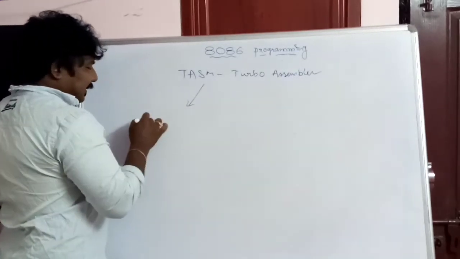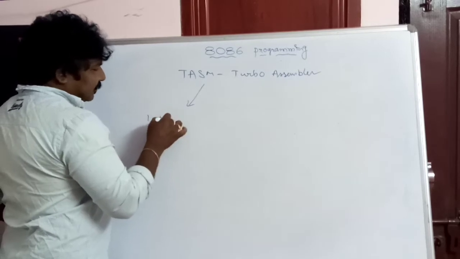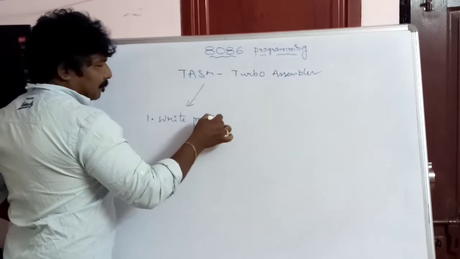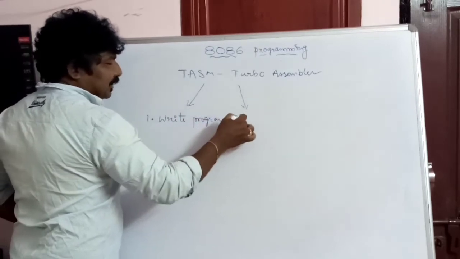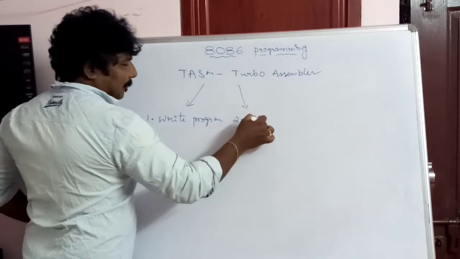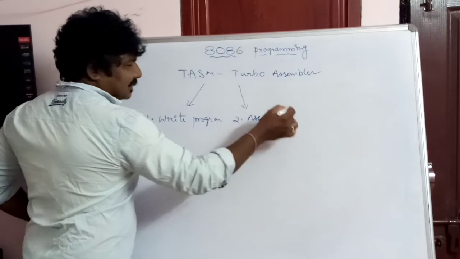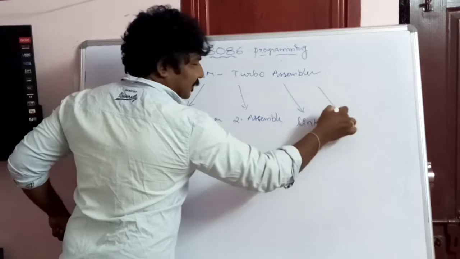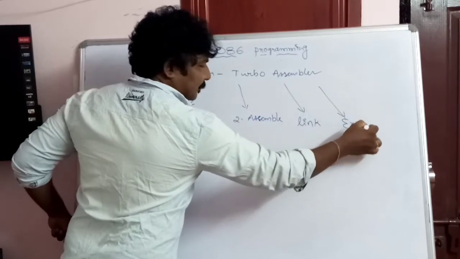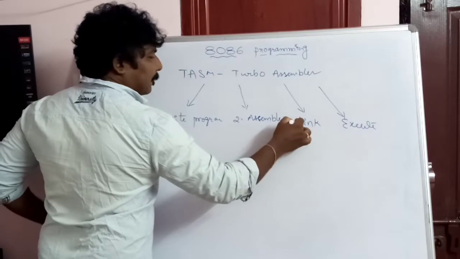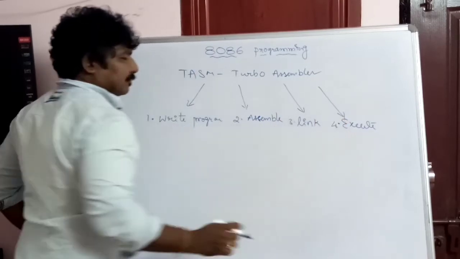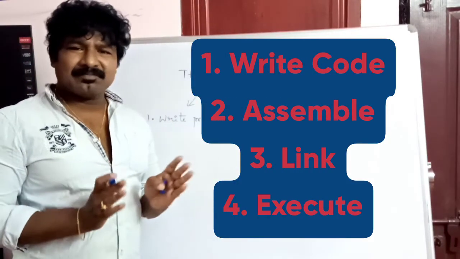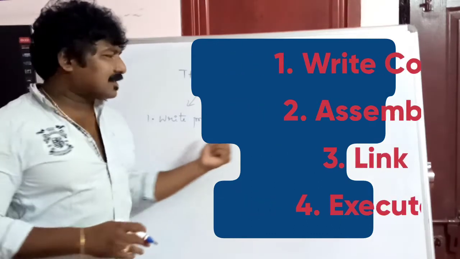We divide these into various tasks. The first thing is you need to write the program, the second task is you need to assemble it, then you need to link it, and finally you need to execute it. This is the third one and this is the fourth one, friends. So there are four stages to write a program, assemble, link and execute. I'll discuss each and every part.